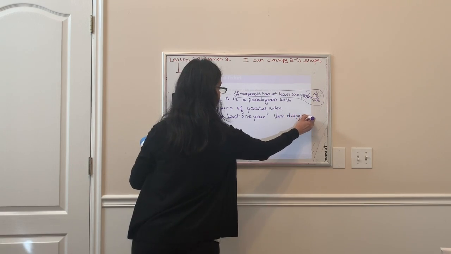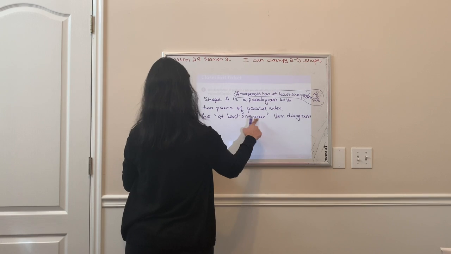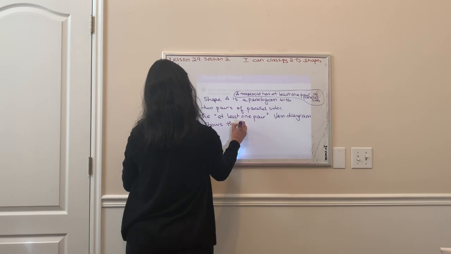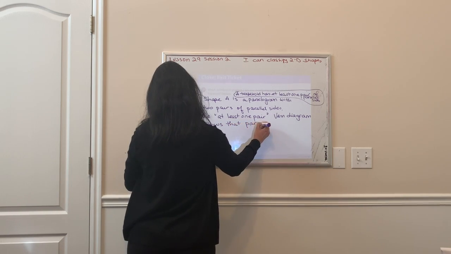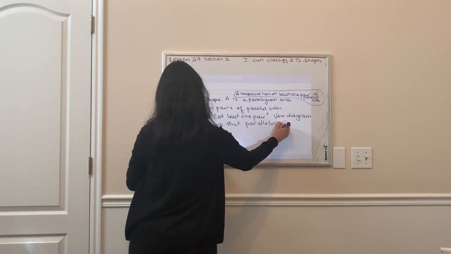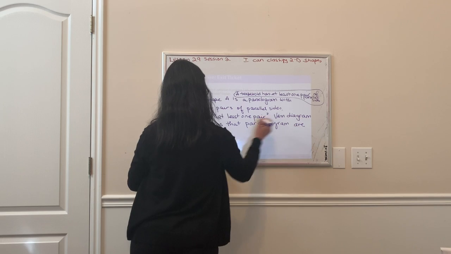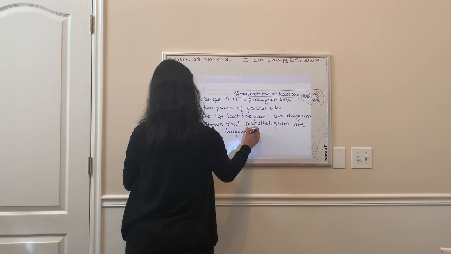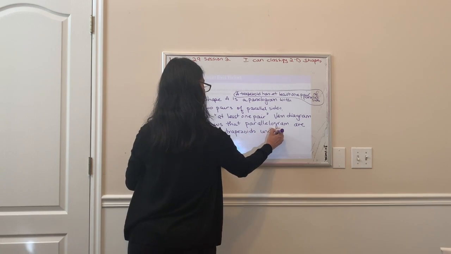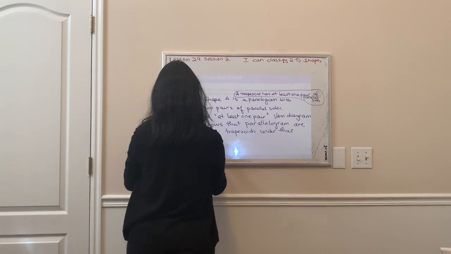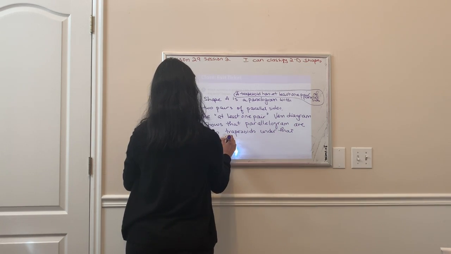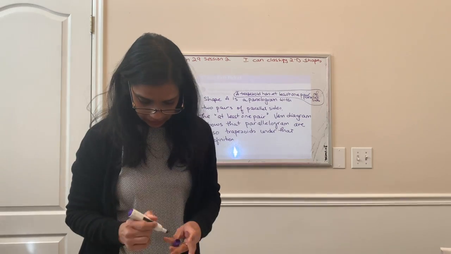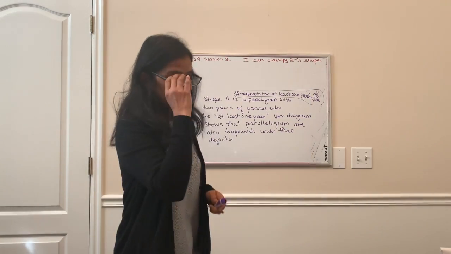And remember, we drew this in your book, so you should have that one that we labeled the at least one pair Venn diagram. It shows that parallelogram is a very long word to always write all the time. Also trapezoids under that definition. Okay, and that is number 9, and that is the end of this lesson.